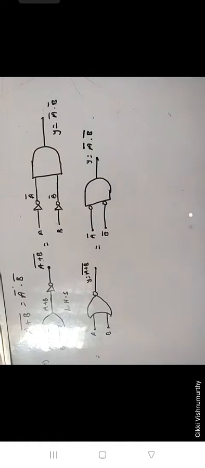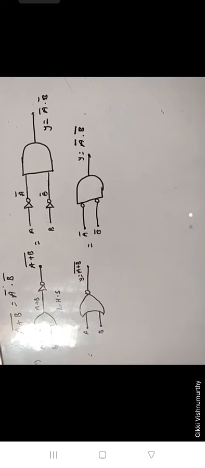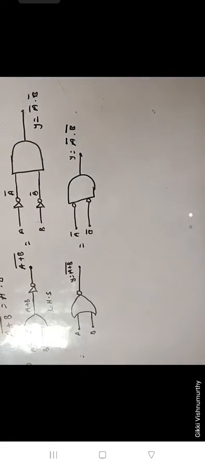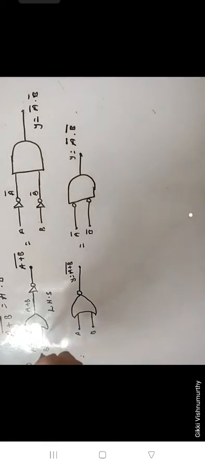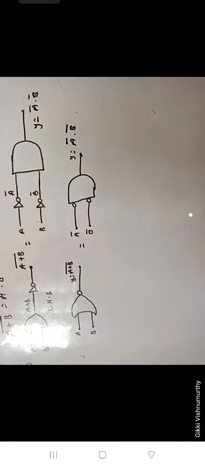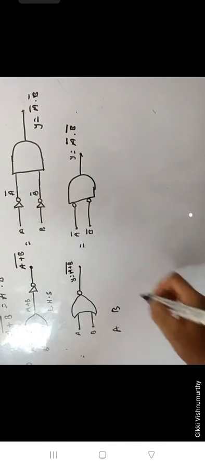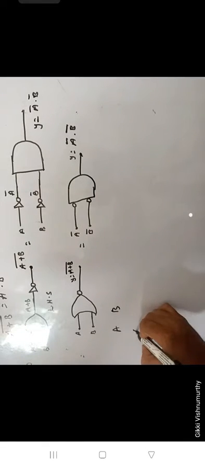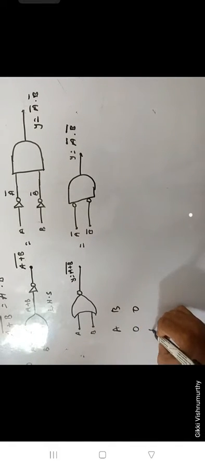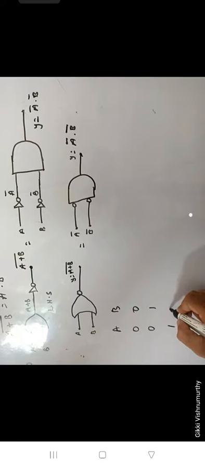Now we will verify whether this construction of the circuits is correct or not. Here we take two terminals, so we have two inputs and one output. For the two inputs, we have four conditions, that is A, B: 0 0, 0 1, 1 0, and the last one 1 1.